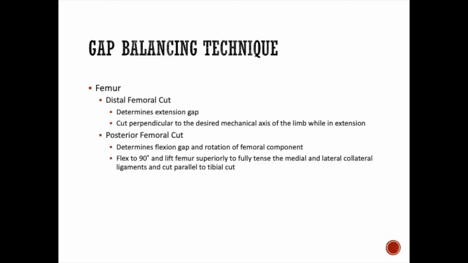For the femur, the distal femoral cut determines the extension gap. It's cut perpendicular to the desired mechanical axis of the limb. Again, usually that's a 5 to 7 degree valgus cut angle. The posterior femoral cut determines the flexion gap and rotation of the femoral component. When you're flexed at 90 degrees and you lift the femur superiorly, you fully tense the medial and lateral collateral ligaments with respect to the tibia, and then you can cut parallel to the tibial cut.